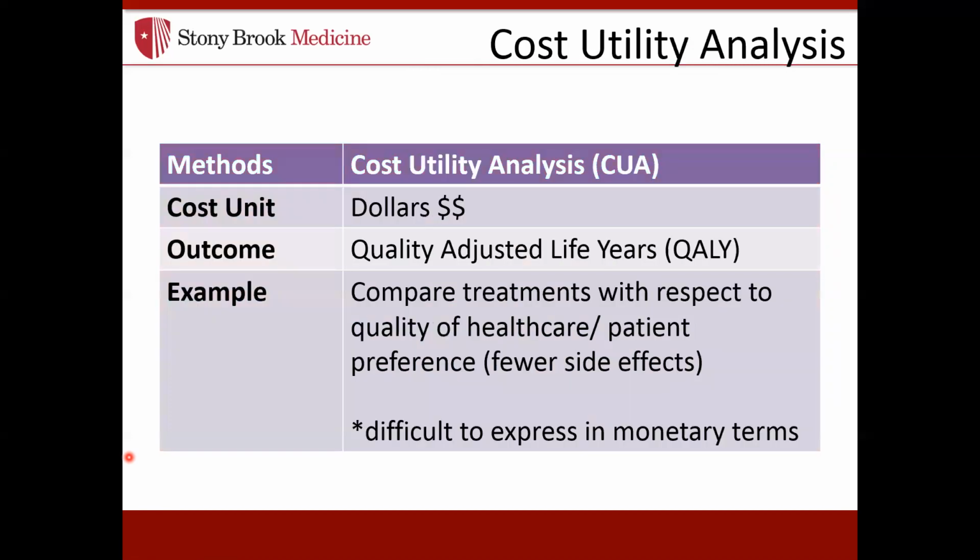Then you have a cost-utility analysis. That's looking at quality-adjusted life years, so QALYs. These are very popular, I think, in questions, so this is an important one to review. The example is to compare treatments with respect to the quality of healthcare and patient preference. So if drug A is as efficacious as drug B, but drug A has fewer side effects, then that might be more preferred because it improves their quality of life. This is used because sometimes it's difficult to express certain outcomes in monetary terms.